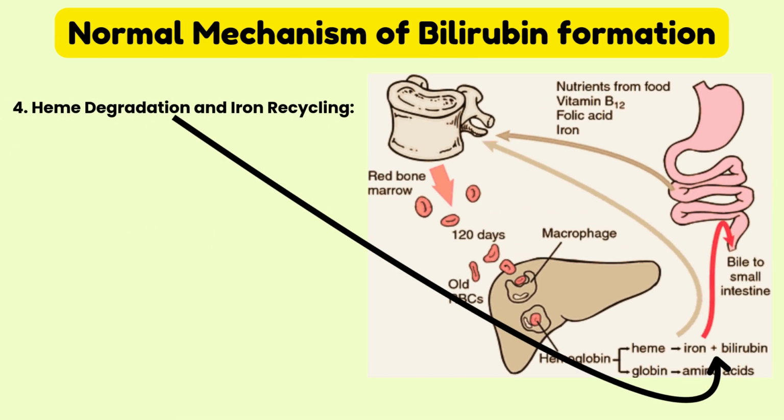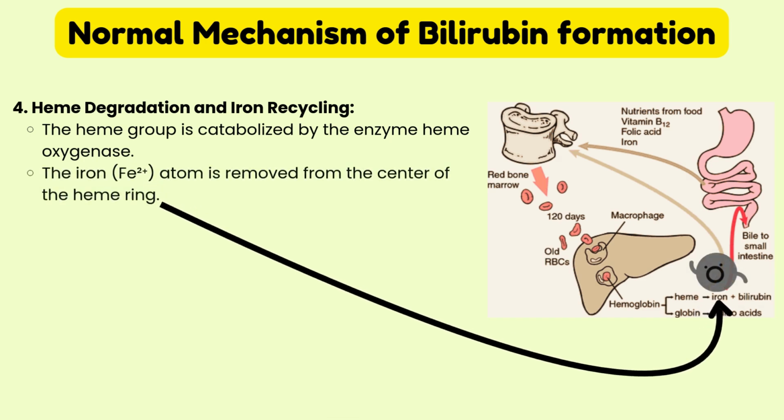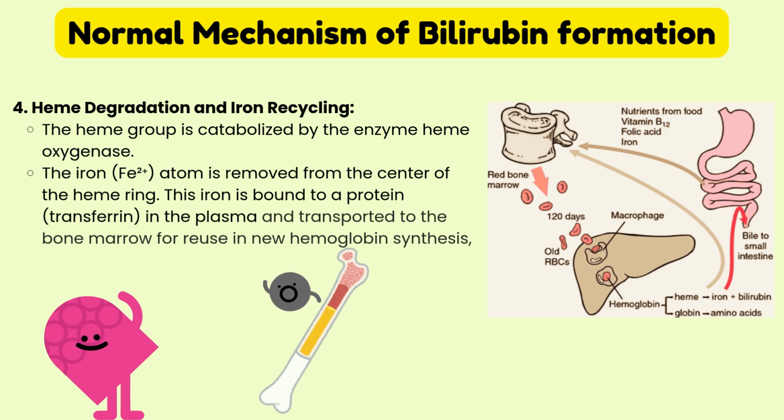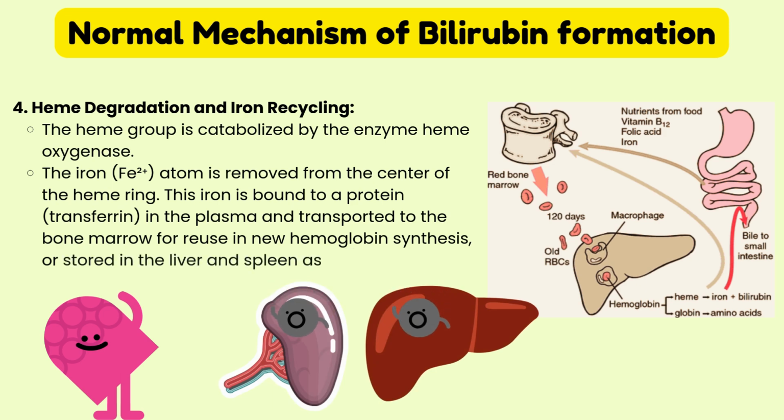Step 4. Heme degradation and iron recycling. The heme group is catabolized by the enzyme heme oxygenase. The iron atom is removed from the center of the heme ring. This iron is bound to a protein called transferrin in the plasma, and either it is transported to the bone marrow for reuse in new hemoglobin synthesis, or transported to the liver and spleen, where it is stored as ferritin or hemosiderin.